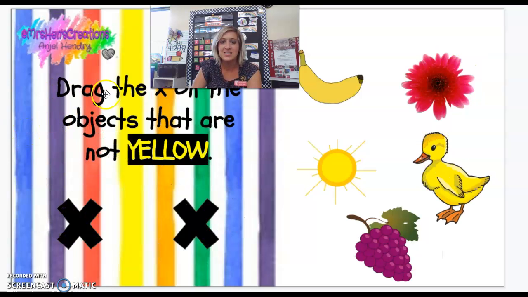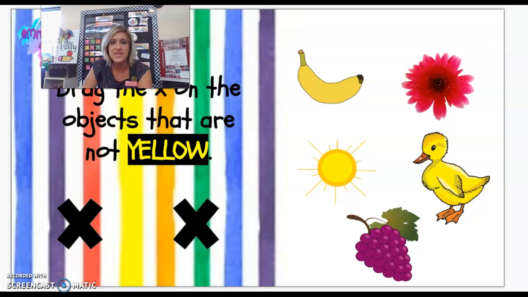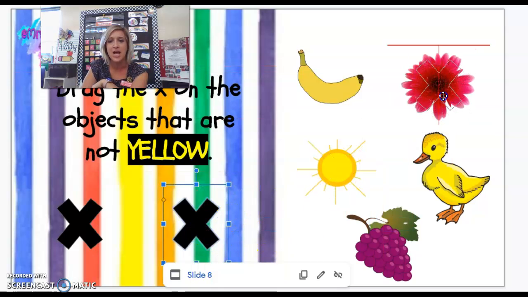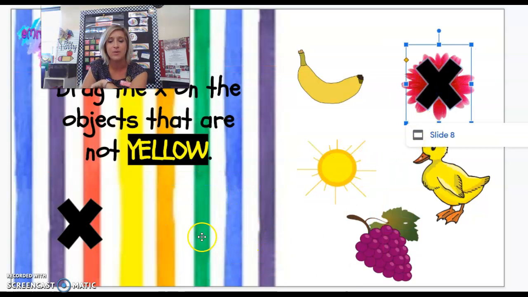All right. Let's look at this. This says drag the X on the objects that are not yellow. So one day I'm going to send you this whole game and you're going to get to drag them, okay? But first, Miss Hendry's going to show you how. All right, so a banana. Is that yellow? Yes. This flower. Is that yellow? No, that's pink. So we're going to drag an X on top of that flower.